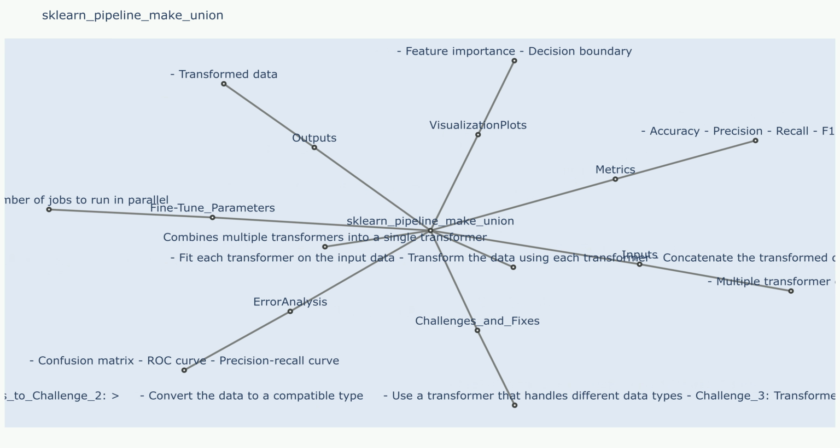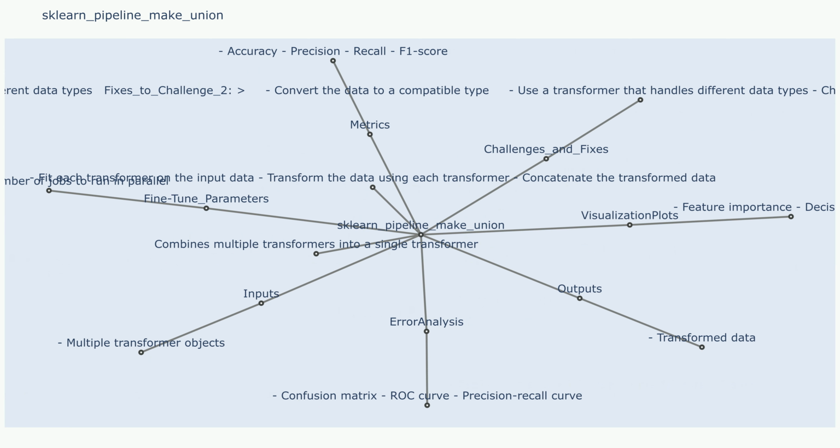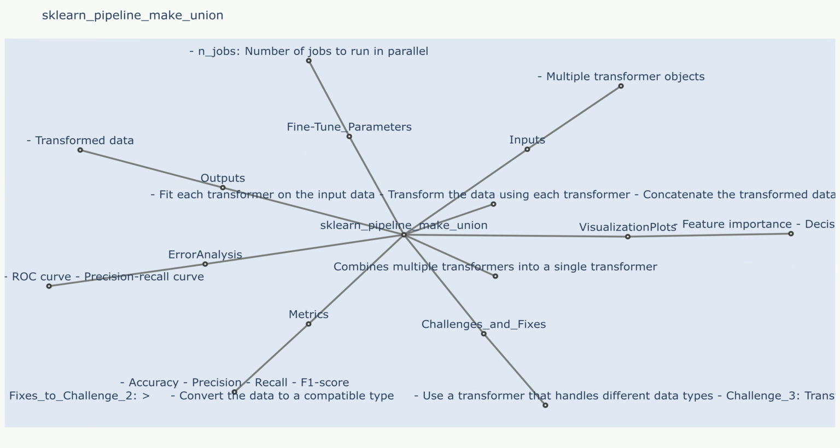Inputs. Input 1: a list of transformer objects. Each transformer object should implement the fit and transform methods, allowing for data modification before being passed to subsequent steps in the pipeline. Input 2: optional: a list of names for each of the transformers. This is useful for keeping track of the different transformations being applied.